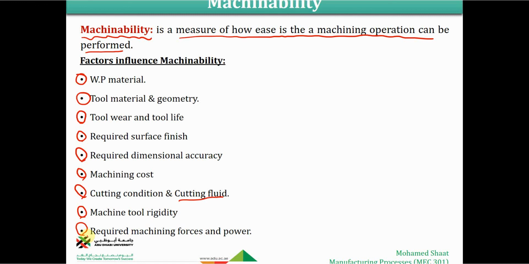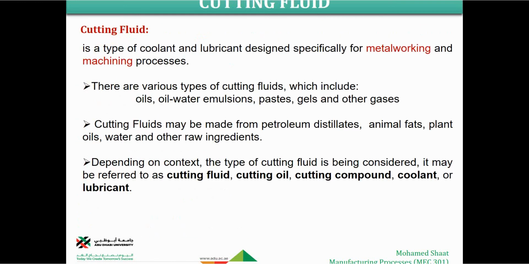In addition, the required machining forces and power: how much power and energy is needed to perform this machining operation. If we need higher power, it means that the machinability is low. If we need low power, it means that the machinability is going to be high. It means that we can easily machine. So simply, machinability is how easily we can perform the machining operation with lower cost, with lower effort, with fewer precautions, kind of. Okay.